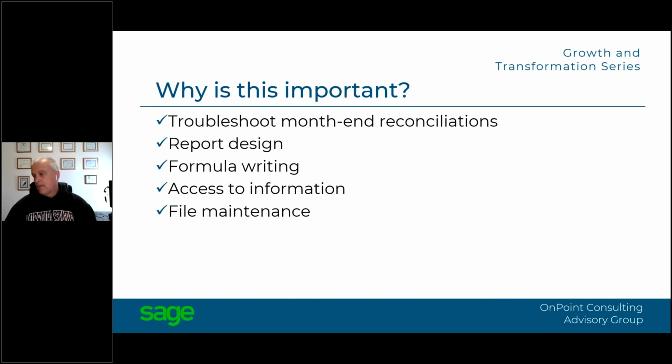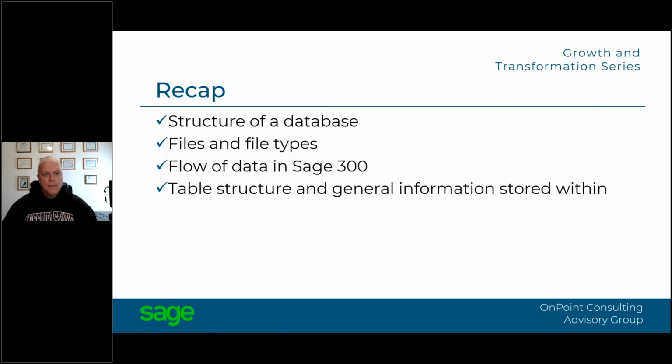How are we doing on time? We're doing pretty good. So in recap, we talked about the structure, the files and the types of files, master files and transactions. We talked about the flow, the automation of which is controlled in your settings in each module. And then we briefly went through table structure and the information that's stored within. I think the most important takeaway would be understanding the difference between master and transaction, and understanding the flow on the transactions from new to current to history.